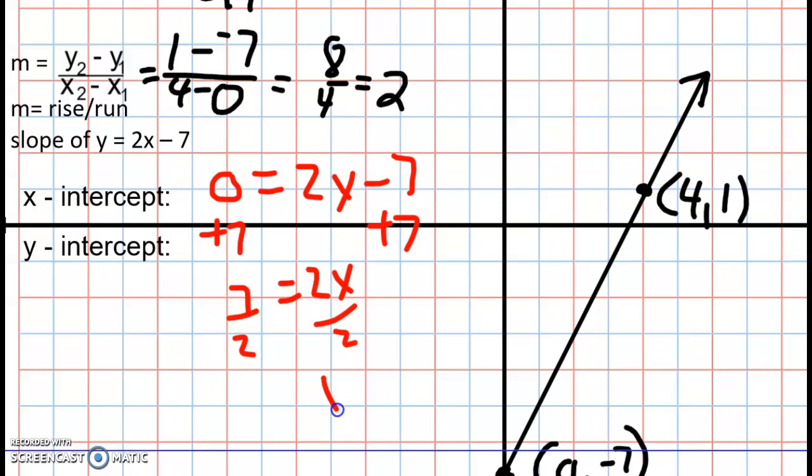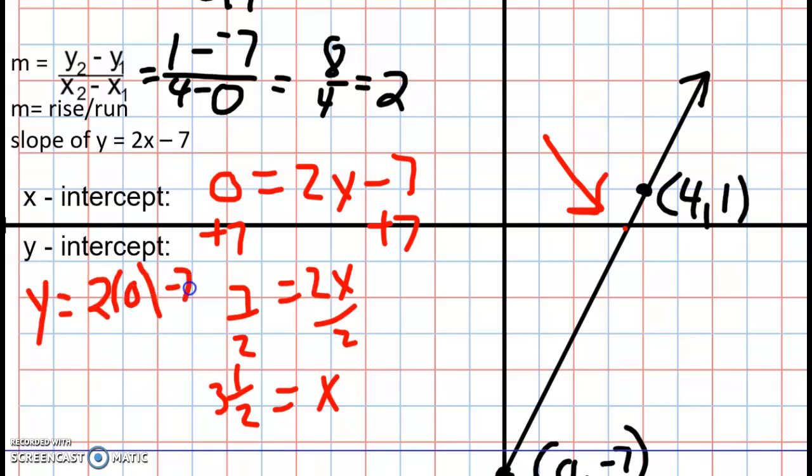It looks like that happens at about 3.5. X equals 3.5. So that means the point (3.5, 0) is my x-intercept. And I can verify that by looking at the line. To find the y-intercept, I would put 0 in for x. Y equals 2 times 0 minus 7. That means y equals 0 minus 7, or -7.